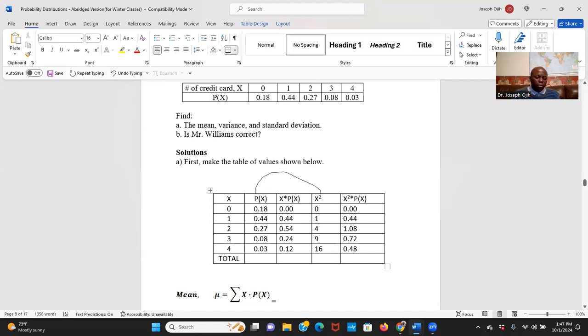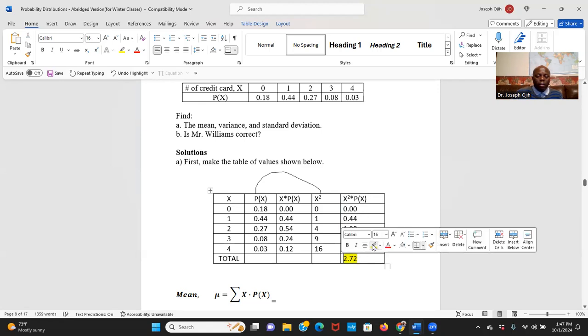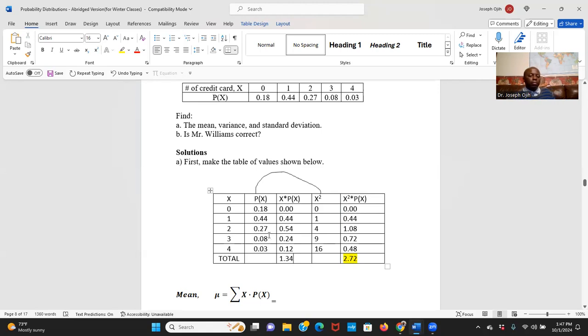So you add all this, you're gonna get 2.72. You can verify it with your calculator. You add all these numbers here. Then you add this one, you're gonna get 1.34.